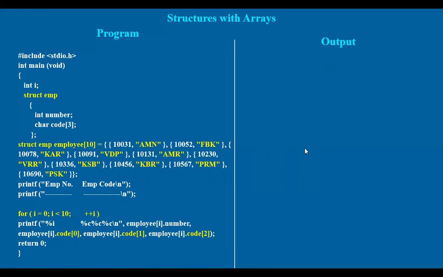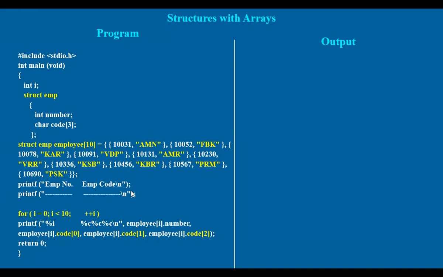That is, the three characters here for code are provided just within double quotes directly, right? No separating commas, nothing, no curly brackets. Just the first set of data, that is for employee 0, the first employee, is provided within a set of curly brackets, number and this code. This code, of course, because it is a character string, we have provided in double quotes. Similarly, for the others also, the code is provided within double quotes for all the elements. Like this, all 10 employees' information is provided.